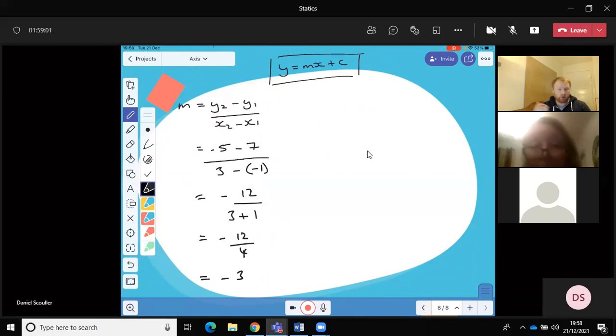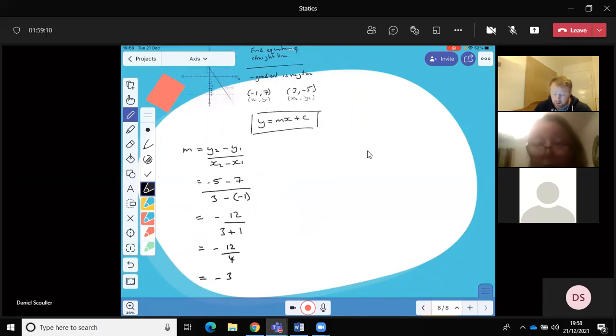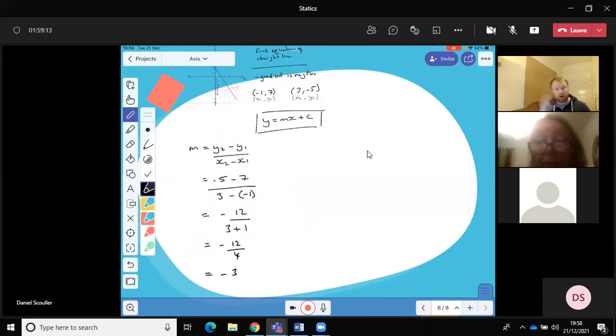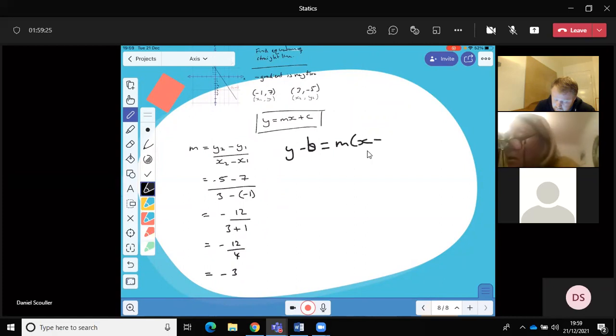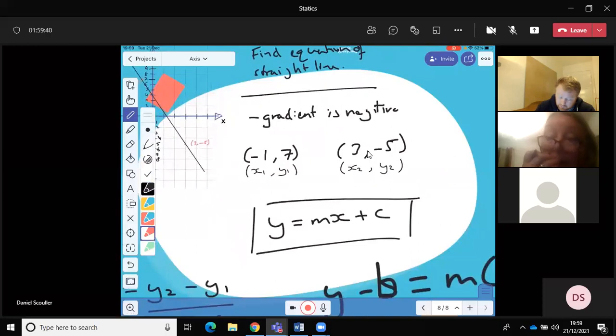So the first assumption we made, that the gradient was negative, rings true with what we see. Perfect, good start. So we've now got enough information to put it into that other formula that we have, and then we simplify that down and tidy it up. So y minus b, we can pick either coordinate. We can pick the -1, 7, or we can pick the 3, -5. Either or. I'm going to pick the -1, 7. That's going to be a, and that's going to be b.